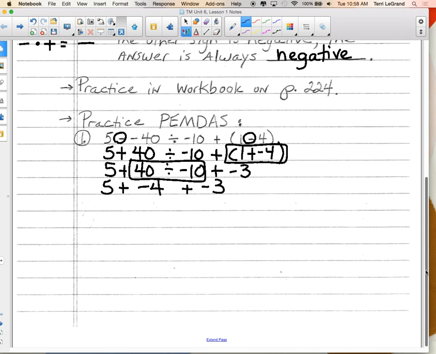Next, addition. Well, we got 2 additions. Okay, we just work from left to right now, don't we? So let's box the 5 plus -4. What is that? 1. And last but not least, we are finally to the last thing. 1 plus -3 is -2. Circle, here's our final answer.